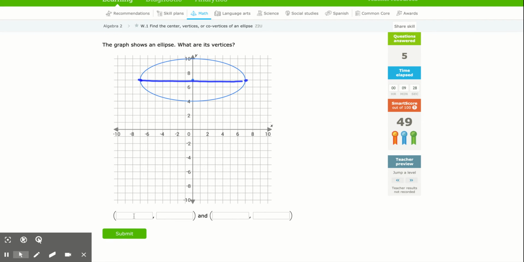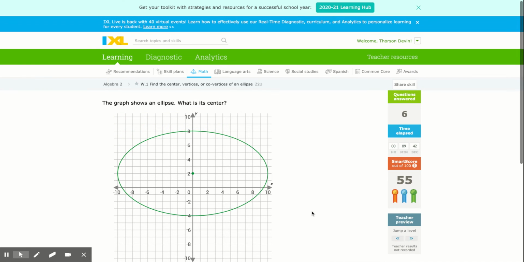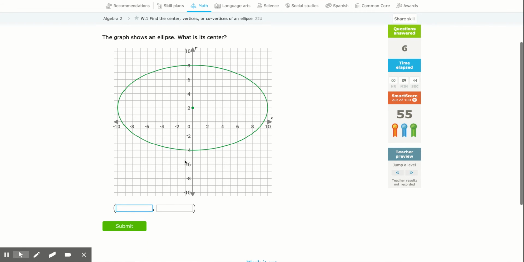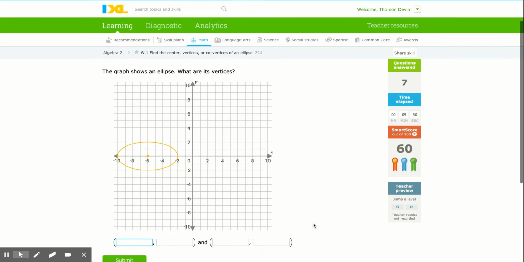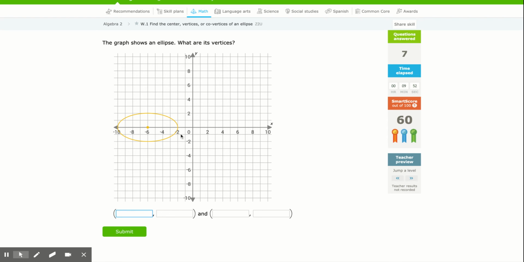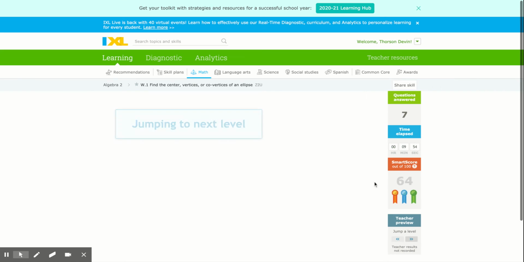So we're going to plug in (-7, 7) for the one vertex and (7, 7) for the other vertex. And what's the center? Center is (0, 2). What is the vertices? I'm going to skip ahead.